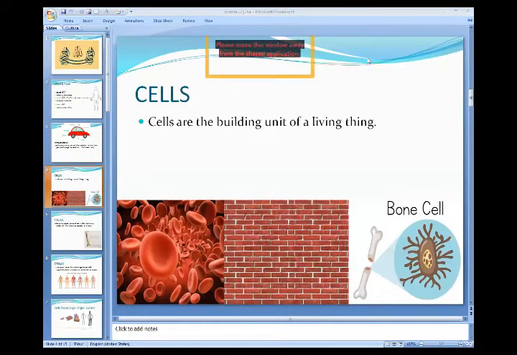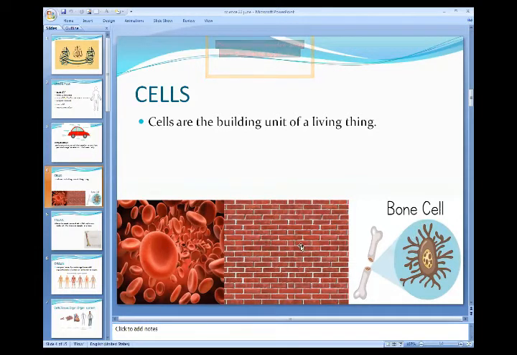What are all these parts of the human body made of? These all body parts are made by the cells. Cells are the building unit of a living thing, and you can see the picture of the blood cells on the right side. And here are the bone cells also.